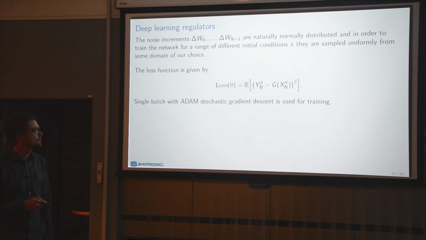And the loss function is just punishing y deviating from g of xn. So it's a mean square error. And this is approximated with Monte Carlo with one sample. That's what it means with single batch.